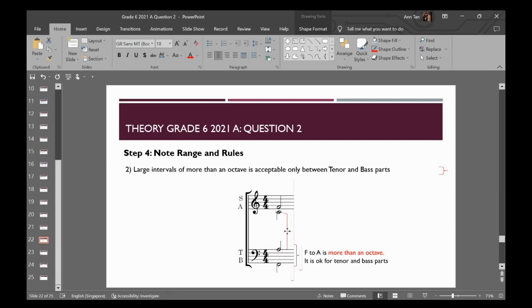For tenor to alto, this is from middle A to middle C, and this is a third apart. And that is okay for the alto and tenor, not more than an octave. And between the soprano and the alto parts, this is from the C to F. So that's a fourth apart. And between SA, AT, it should not be more than an octave.